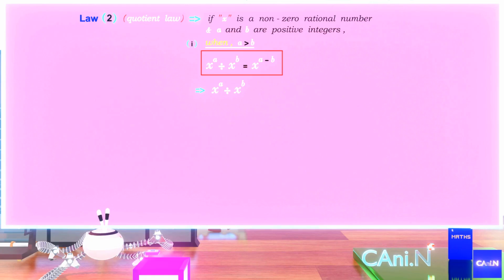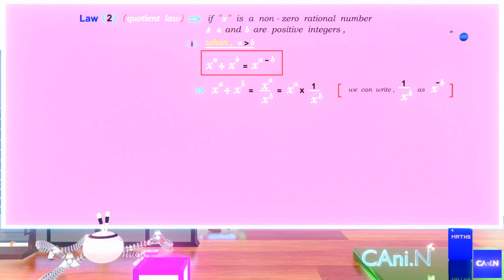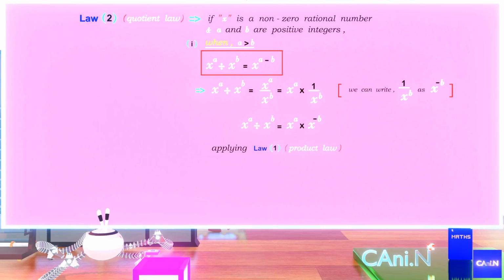Consider x raised to the power a divided by x raised to the power b equals x raised to the power a into 1 by x raised to the power b. Since we already know, division is the inverse of multiplication, 1 by x raised to the power b can be written as x raised to the power minus b. So, x raised to the power a divided by x raised to the power b equals x raised to the power a into x raised to the power minus b. Now, applying law 1 or product law, x raised to the power a into x raised to the power minus b equals x raised to the power a plus minus b equals x raised to the power a minus b.